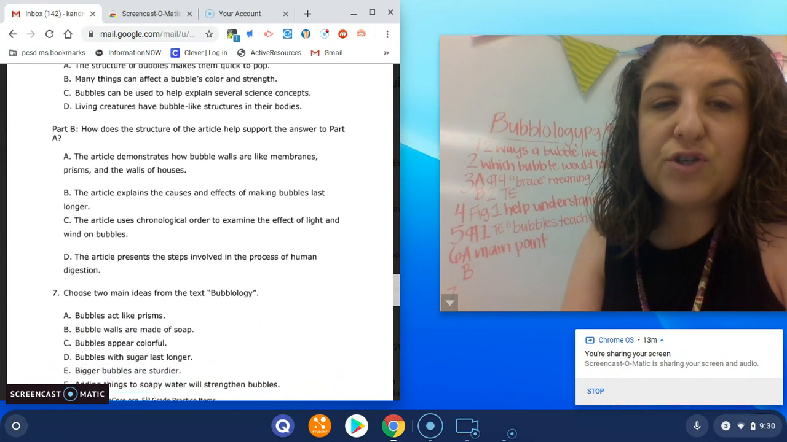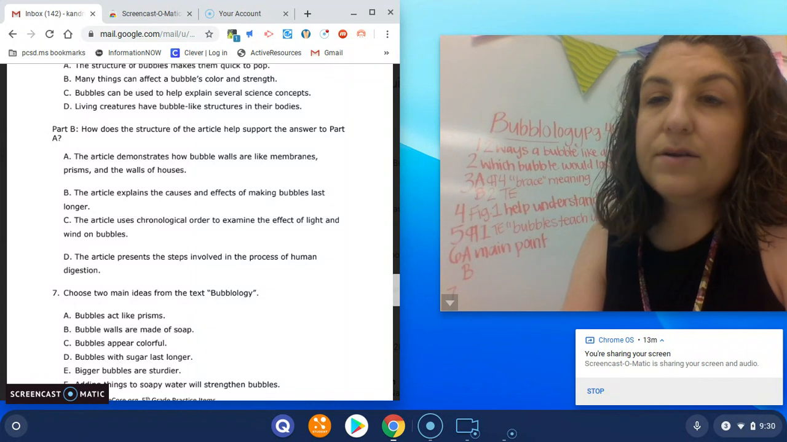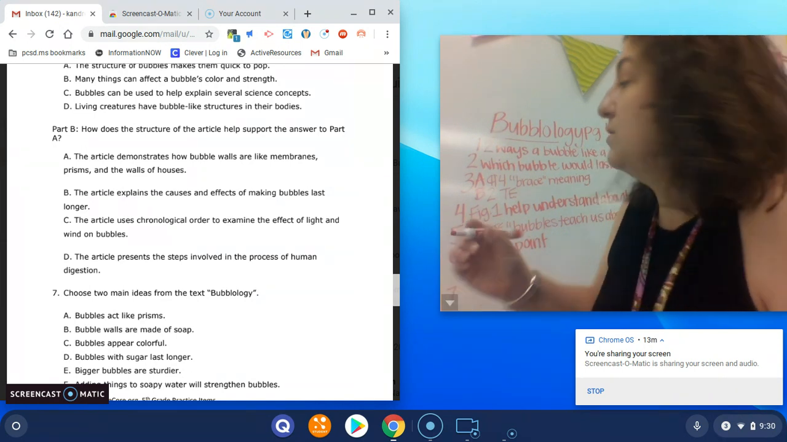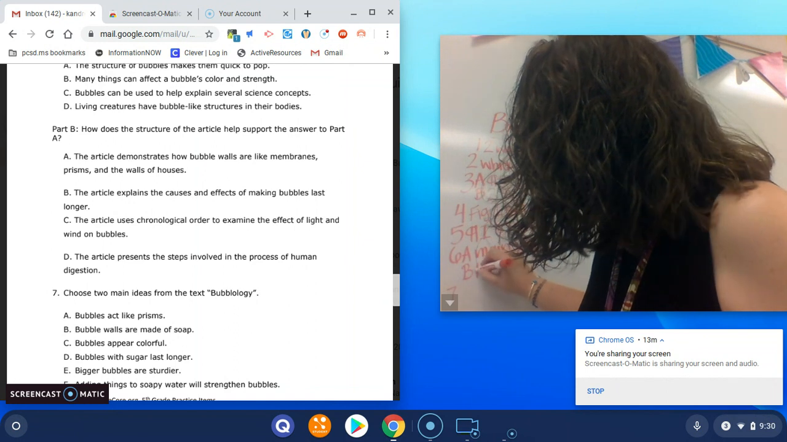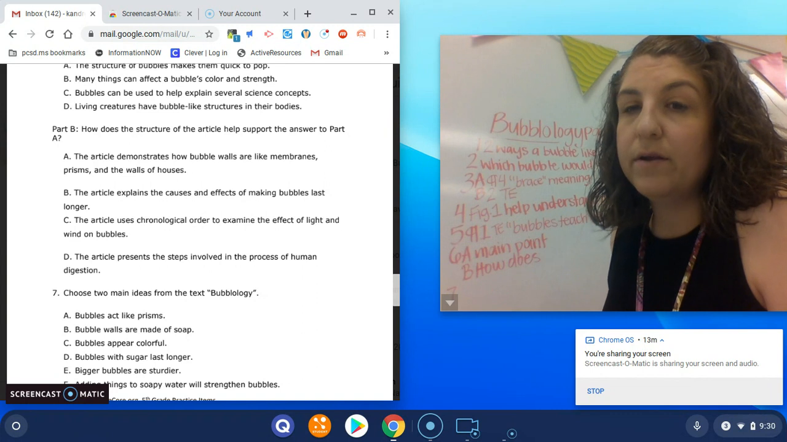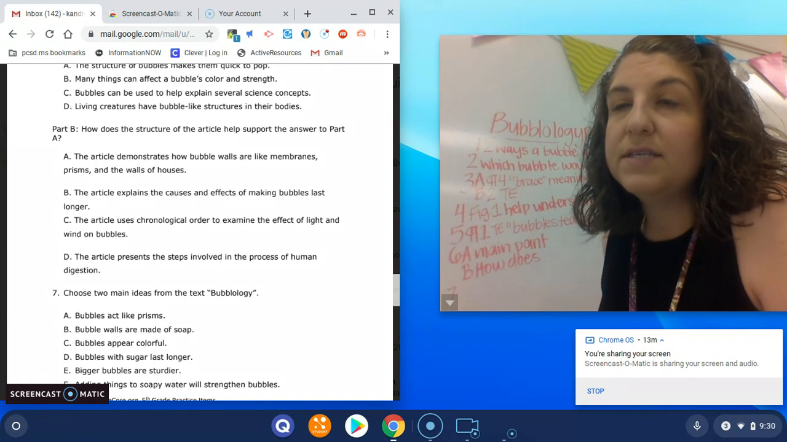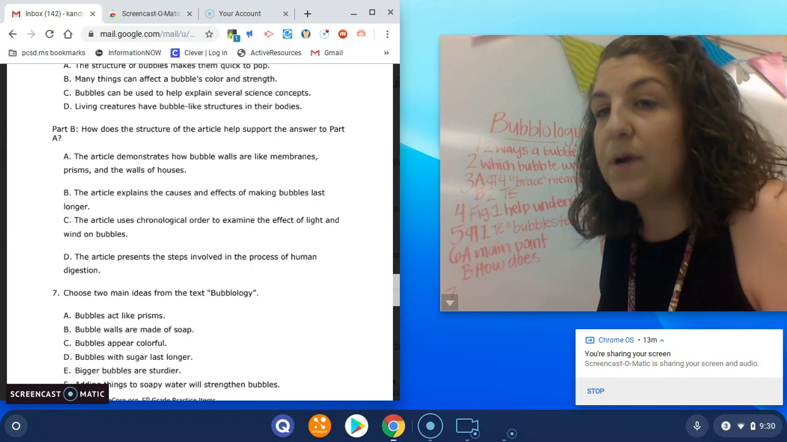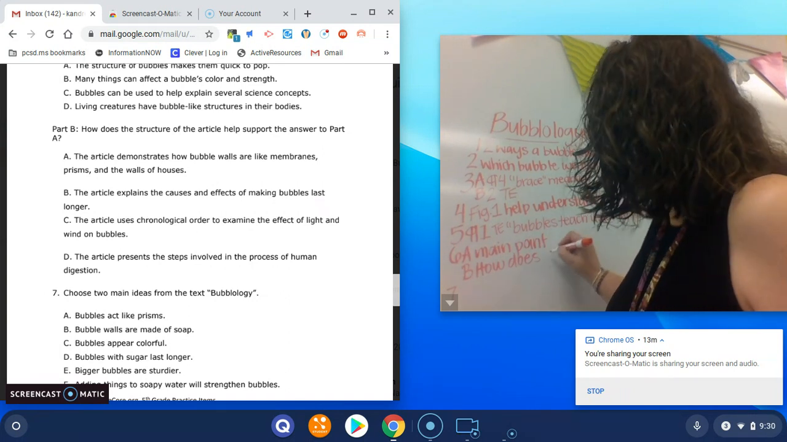And then Part B, how does the structure of the article support your answer? So it's not just asking for regular text evidence. How does structure help support Part A? We know we're talking about text structures here. So description, cause and effect, sequence of events, compare and contrast, problem and solution. Remember your text structures.